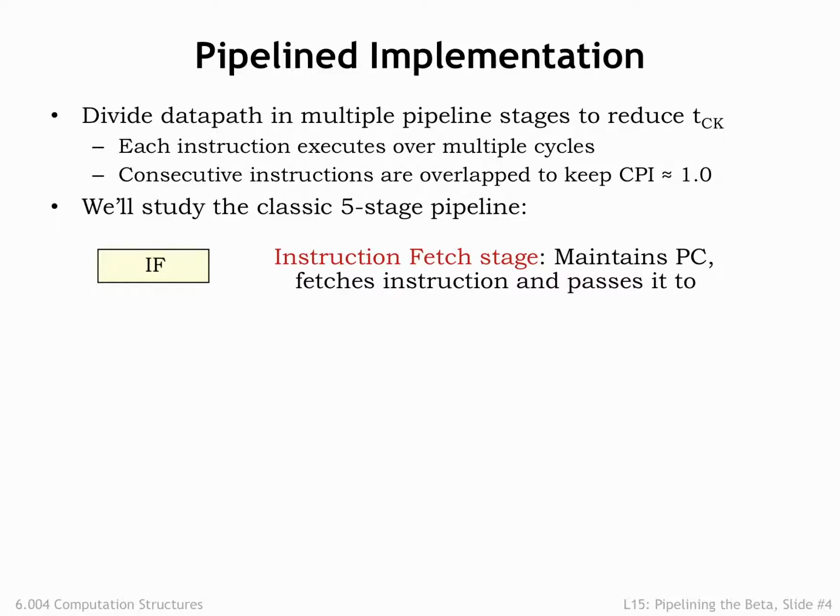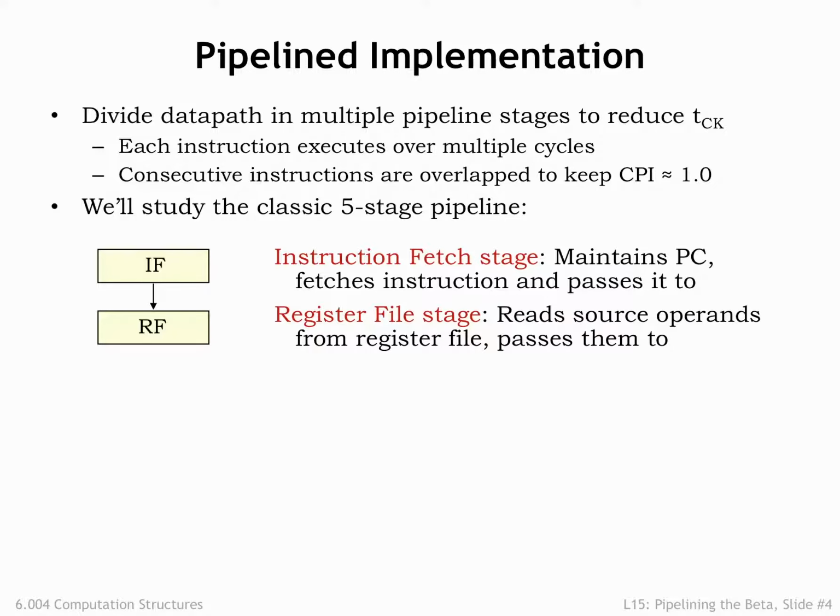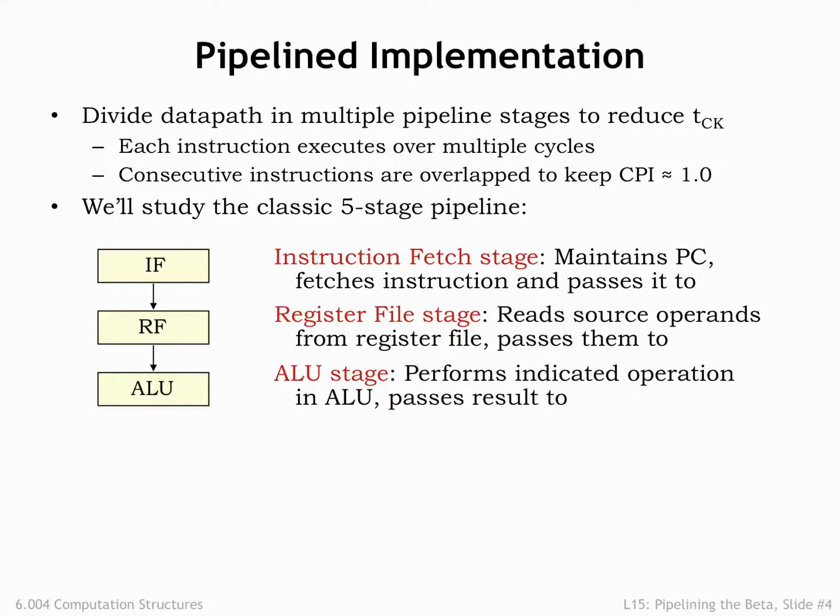The 5 pipeline stages correspond to the steps of executing an instruction in a von Neumann stored program architecture. The first stage, IF, is responsible for fetching the binary encoded instruction from the main memory location indicated by the program counter. The 32-bit instruction is passed to the register file stage, RF, where the required register operands are read from the register file. The operand values are passed to the ALU stage, ALU, which performs the requested operation.